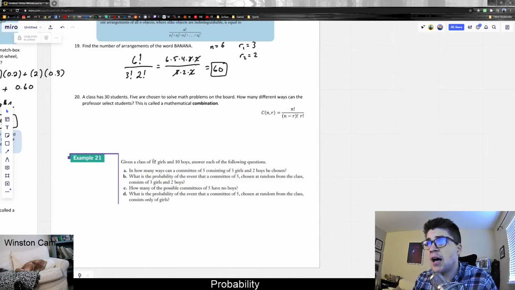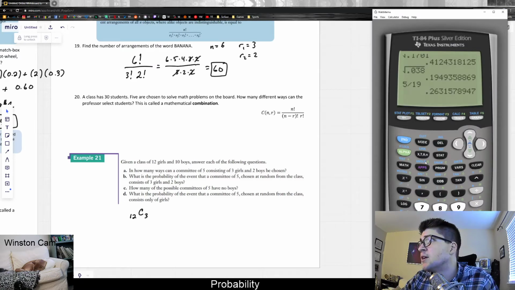Sorry, I need to move my tablet down so I can write on it. For our committee, we need to pick 3 girls from 12. So that would be 12C3, basically giving me the number of combinations of ways of picking 3 girls out of 12. And we could throw this into our calculator to see how many ways there are to do this.